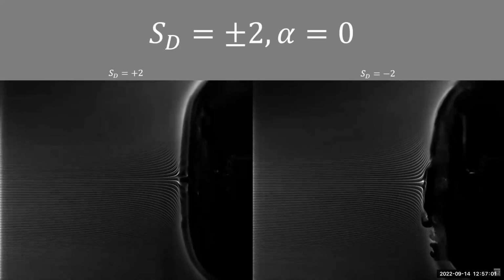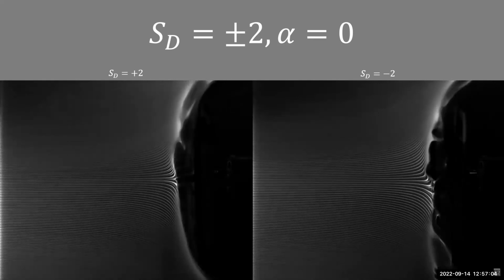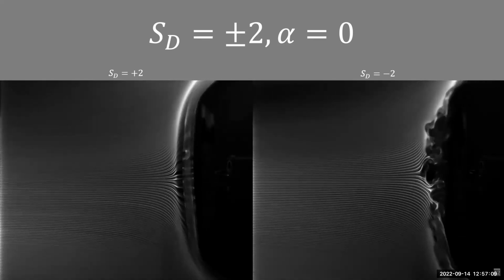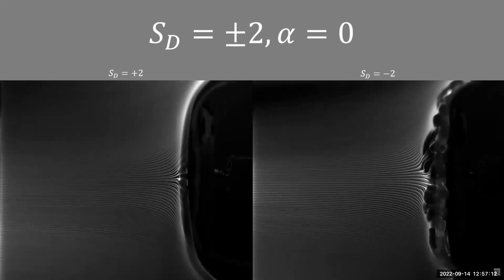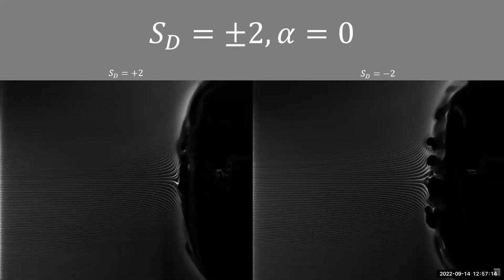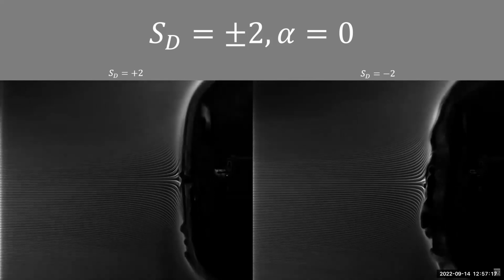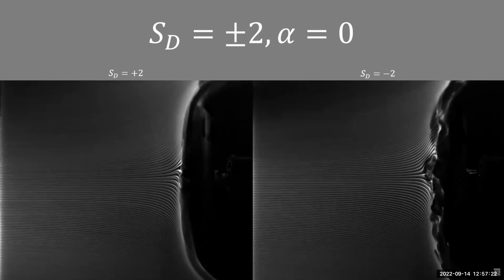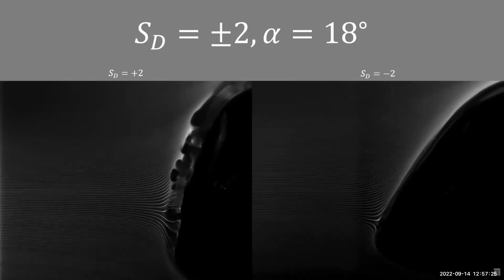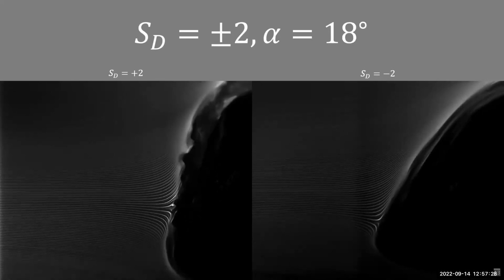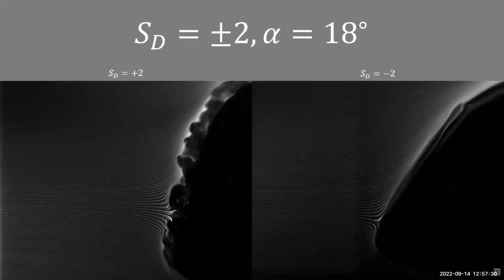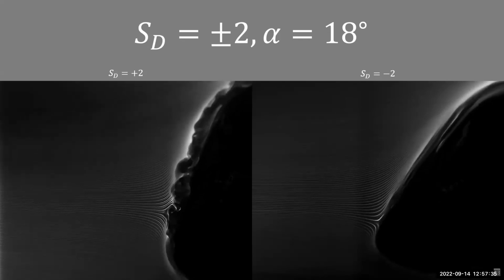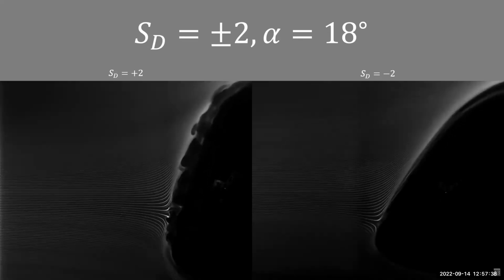So now we want to address the effects of spin. We're looking at the zero incidence case, rotation parameter of plus or minus 2. We see these signatures of centrifugal effects. We still see these coherent vortical structures forming, but they're affected by small scale centrifugal wave patterns. If we continue to an increased angle of incidence of 18 degrees, we still get these coherent vortical structures forming, but they seem to be diminished by these signatures of cross-flow and centrifugal instabilities.